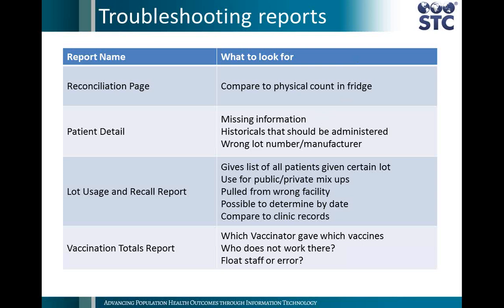So like we talked about earlier, let's say that we forgot to choose our lot number or our manufacturer or anything that's going to directly tie and decrement with that vaccine. We can look for it on the patient detail report. We can look and make sure that historical vaccines that were documented in the registry or in your electronic medical record was really a historical vaccine. And if it wasn't and it was administered at your facility, we'll want to make sure to change that so that the appropriate vaccine will be decremented from your inventory.